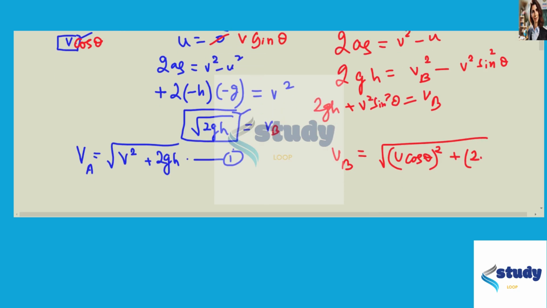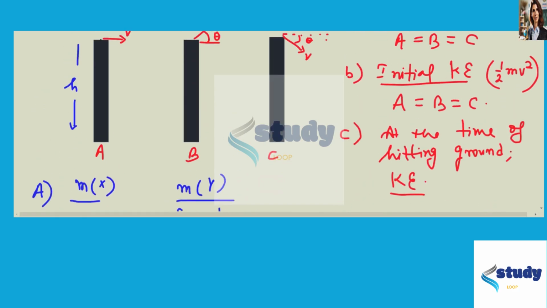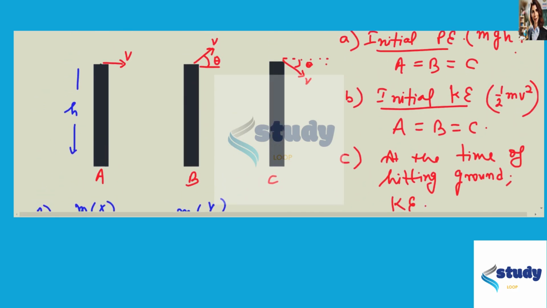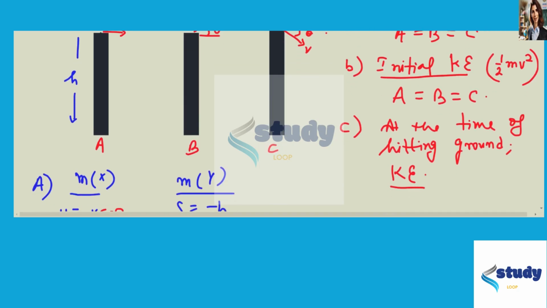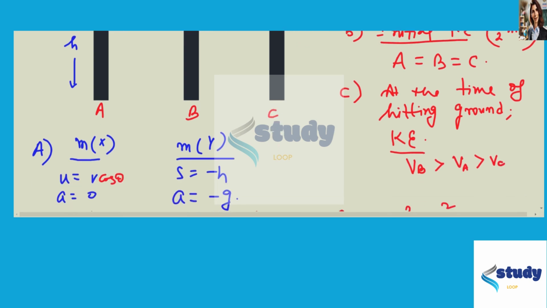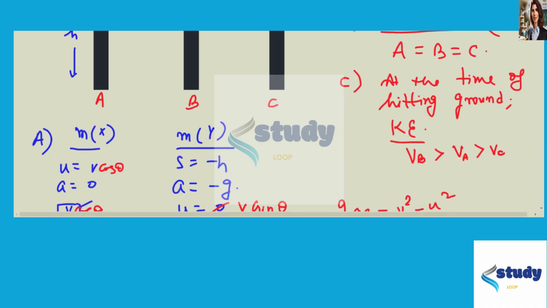So what we are observing in this situation is that as the angle of projection is increasing, the speed with which it hits the ground is increasing. That means the speed with which it hits the ground is greater in B, greater in A, and the least in C. The kinetic energy, of course, depends on the square of these speeds. So kinetic energy will be greater in B than A than C.